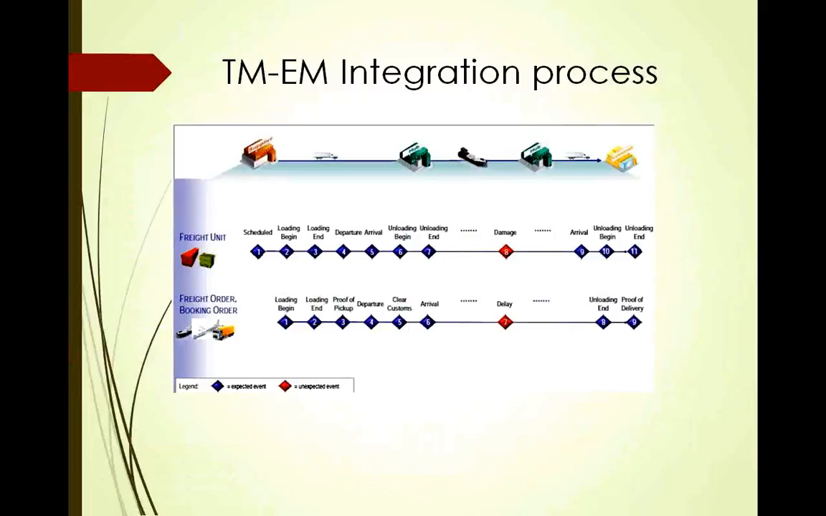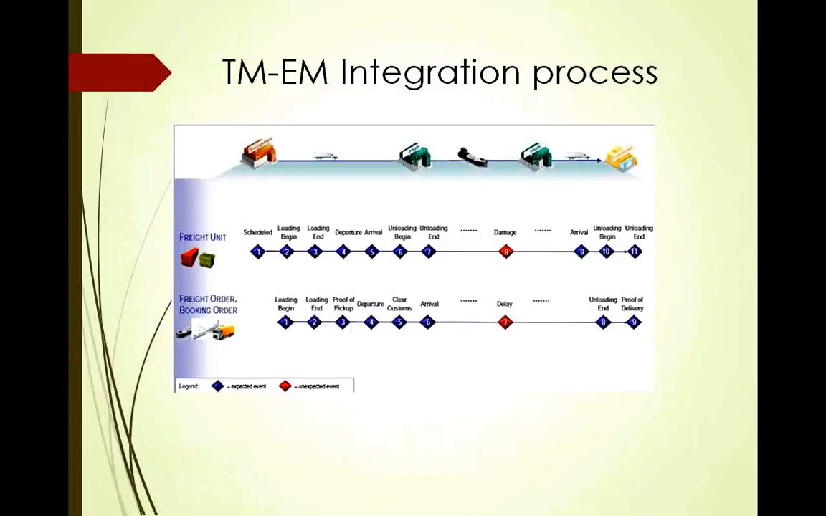From the arrival, again it goes to your unloading, because obviously in the port of loading you need to unload the goods from the hub also, right? So unloading begin, unloading end. Then maybe when it reaches the port of discharge, there is a damage. So damage red means it's an unexpected event. Again the same process will repeat on your import side also. After the point of reconciliation, you have your arrival, then the unloading begin, unloading end. So these are some of the events which you can track at a freight unit.